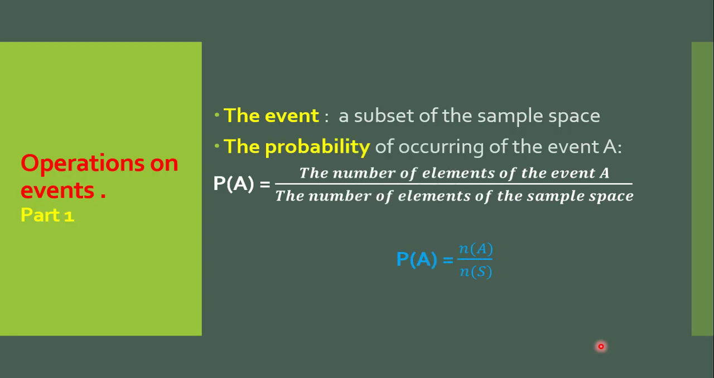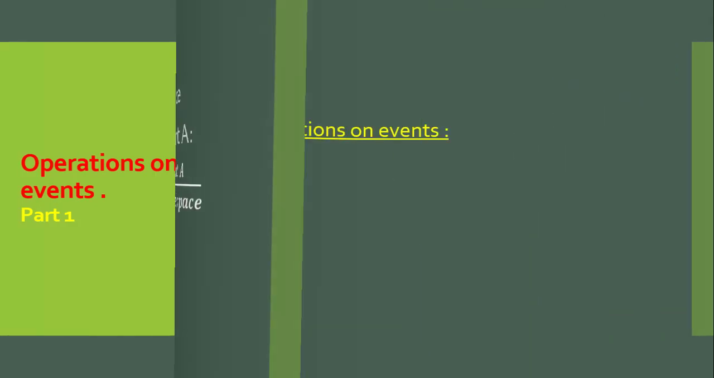Also, we studied how to calculate the probability of the occurring of any event. For example, if we have an event A, then the probability that A occurs is the number of elements of the event A over the number of elements of the sample space. It means that P of A, the probability of event A, equals N of A over N of S, where N of A is the number of elements of A and N of S is the number of elements of the sample space.